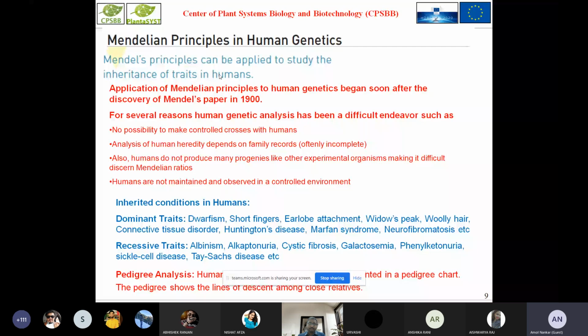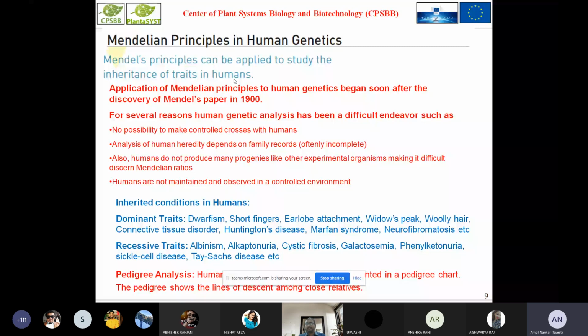Human heredity needs strong pedigree records, which are often incomplete, because you need a record from generation to generation, and there is a possibility that there will not be a full record. Also, in humans we cannot produce many progenies like other experimental organisms, which makes it difficult to discern the Mendelian ratios. And we cannot maintain or observe ourselves in a controlled environment.